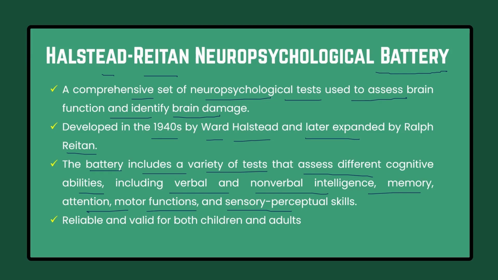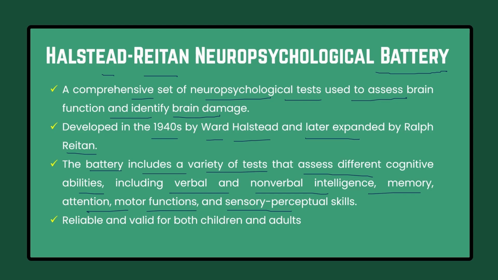Motor function involves how your brain and body coordination works. Okay, like when you have to move from one place to another, or when you are touching a flame, how fast you are moving your hands. Those are all motor functions. And then there are sensory perceptual skills: how well you are able to perceive things using your senses. So these are the different things that are tested by the Halstead-Reitan Neuropsychological Battery.